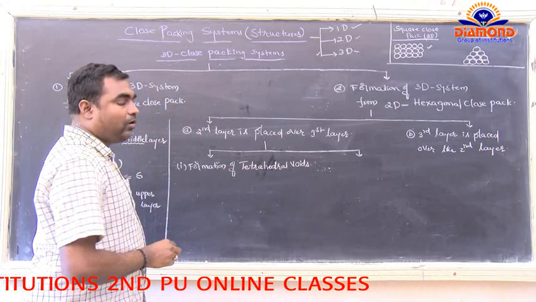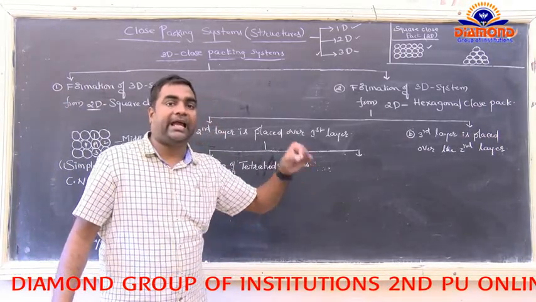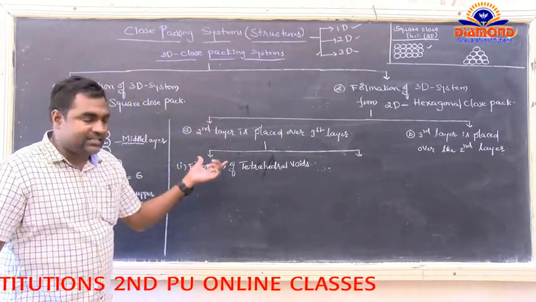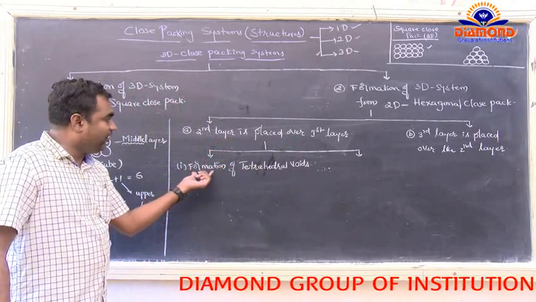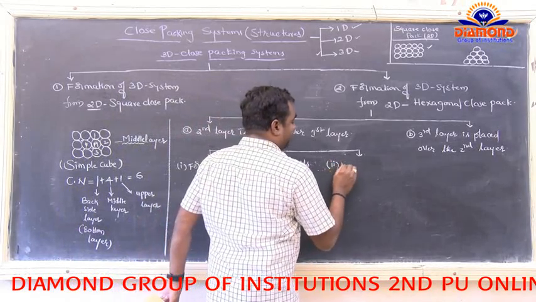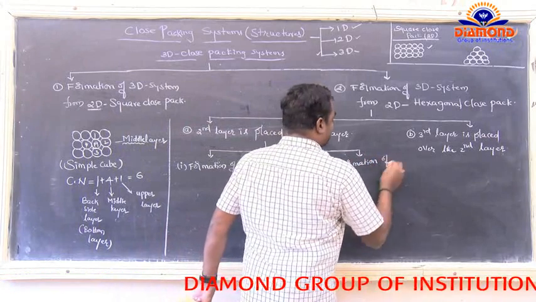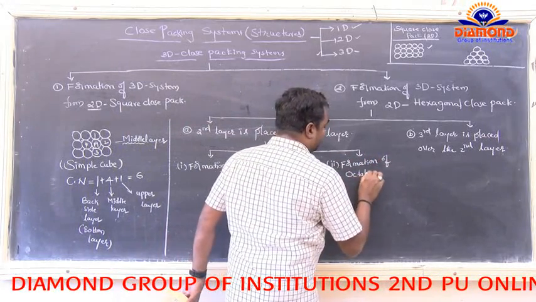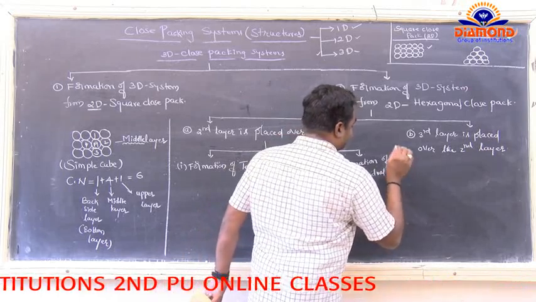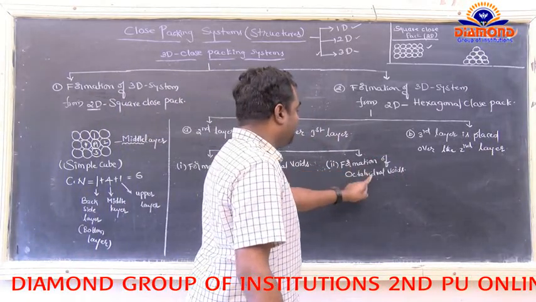So what's the meaning of a void? Void means an empty space. So in this arrangement we get two types of arrangements. Again, the first one is the formation of tetrahedral voids. The second one is the formation of octahedral voids.